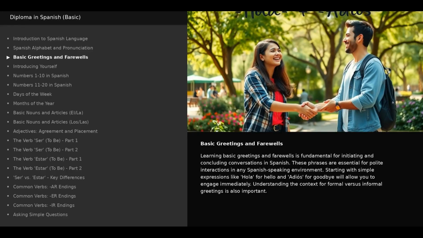Basic greetings and farewells. Learning basic greetings and farewells is fundamental for initiating and concluding conversations in Spanish. These phrases are essential for polite interactions in any Spanish-speaking environment. Starting with simple expressions like hola for hello and adiós for goodbye will allow you to engage immediately. Understanding the context for formal versus informal greetings is also important.